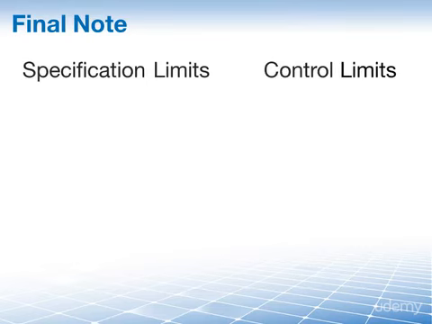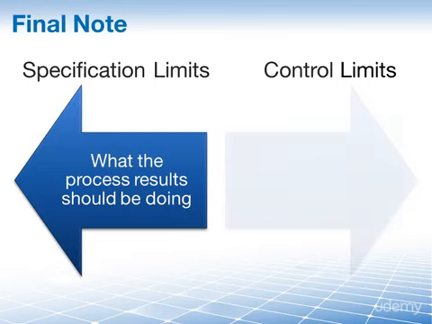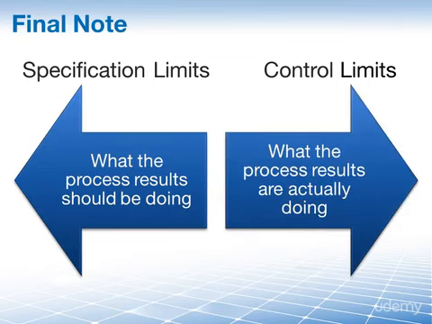I'd like to make one final note regarding the specification limits and the control limits. Specification limits define what the process results should be doing, and control limits show what the process is actually doing. It's important to realize that specification limits are in no way related or connected to control limits.